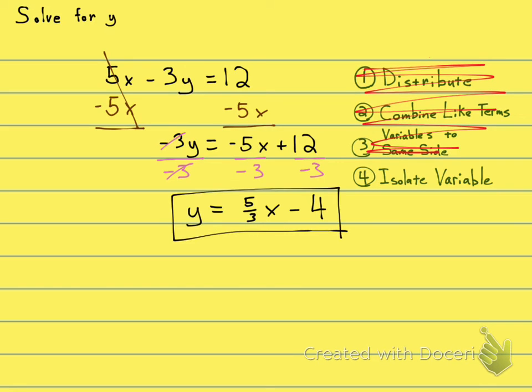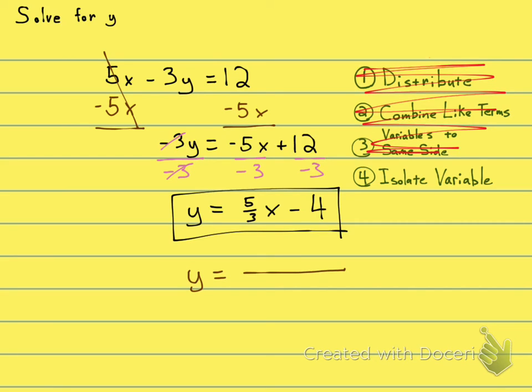So you could leave it in the other form. You could leave this whole thing as a fraction if you wanted to, but this is actually slope-intercept form, which is something that you're going to use in other math. So I'm going to leave it like this. It could also be fine if you left it like this.